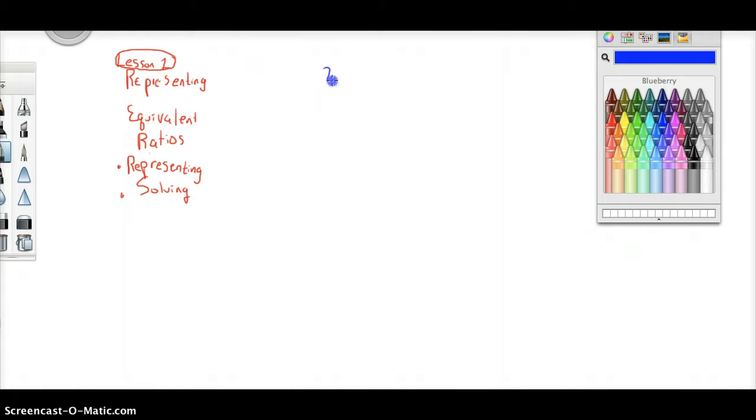So if we had a ratio that said 2 boys to 5 girls, that would mean that for every 2 boys we had 5 girls. The easiest way to represent this is with a poorly drawn picture. 2 boys and 5 girls, okay? And this just shows that we have a lot more girls than boys. Well, how many more? Well, for every 2 boys, we have 5 girls.